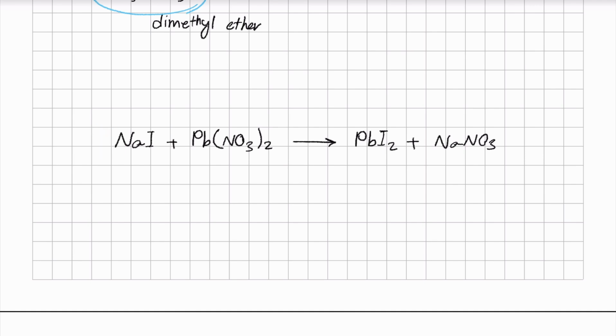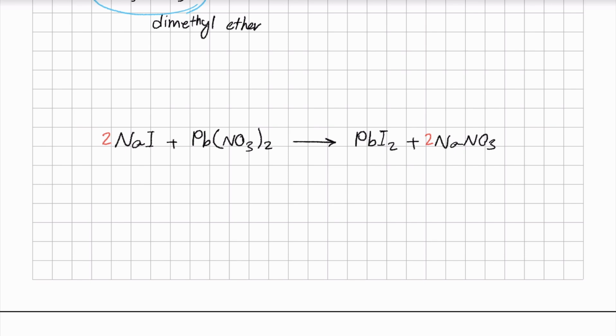Oh, I'm sorry. We can put a 2 here. And on the other side, we need another 2 here. Okay, so what does this equation mean? We can say it indicates that 2 moles of aqueous sodium iodide combine with 1 mole of aqueous lead nitrate to produce 1 mole of solid lead iodide and 2 moles of aqueous sodium nitrate.